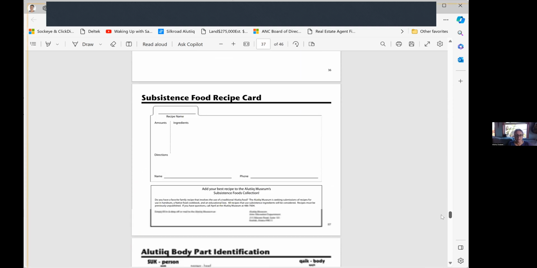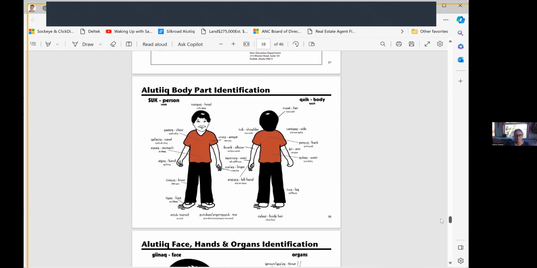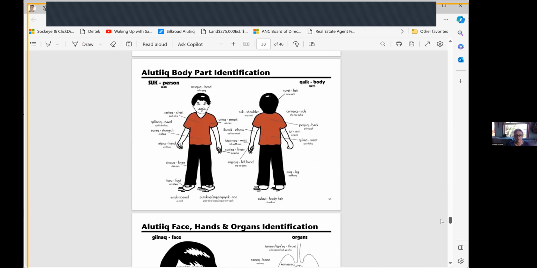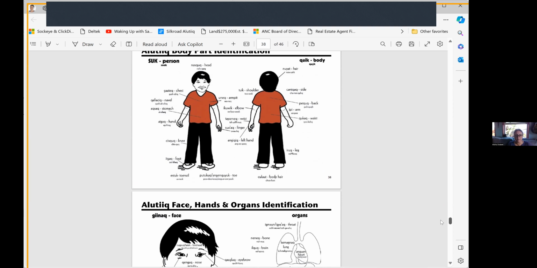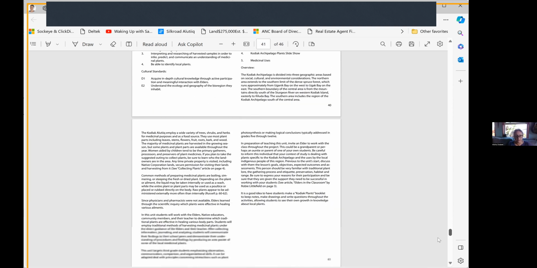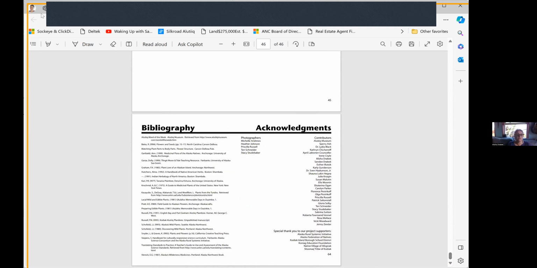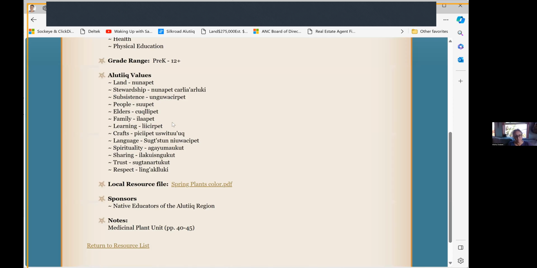They had different recipe cards, and this was the beginning of the picture dictionary work I was doing. I did the little drawing of the man and the organs, and a couple of people had written some other lesson plans. So just an example of the type of resource that's housed here.